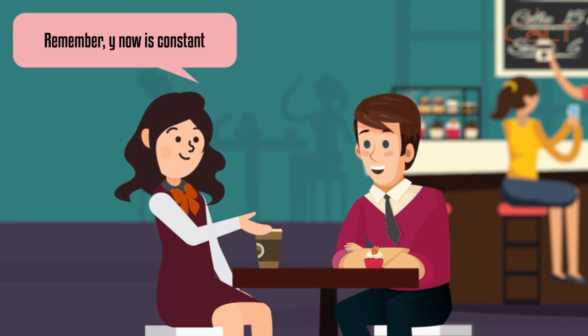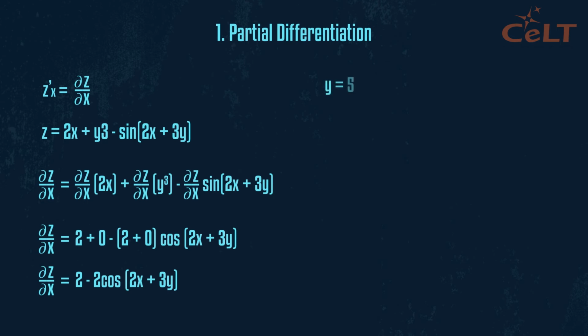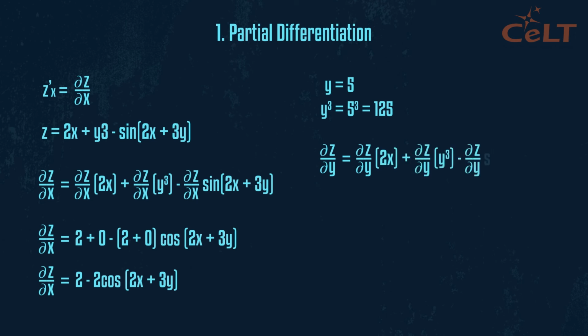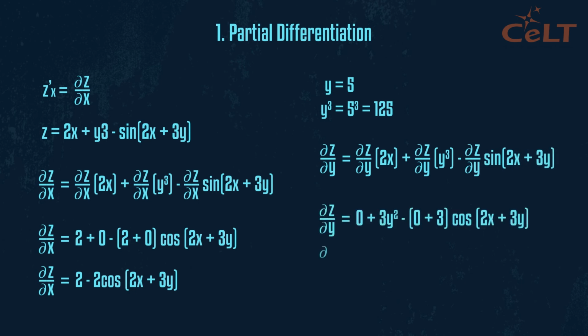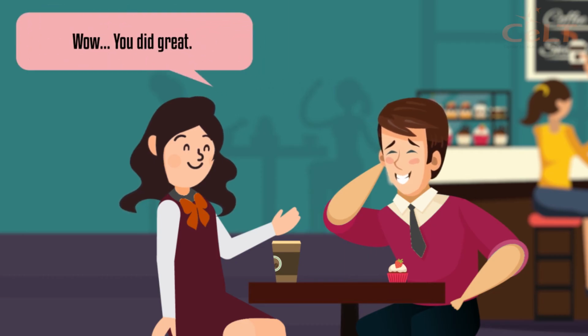Imagine that you substitute y with 5. Then, y to the power of 3 equals 5 to the power of 3 equals 125. I get it. Now, I have to partially differentiate every time with respect to y. So, we will get this. Wow, you did great!